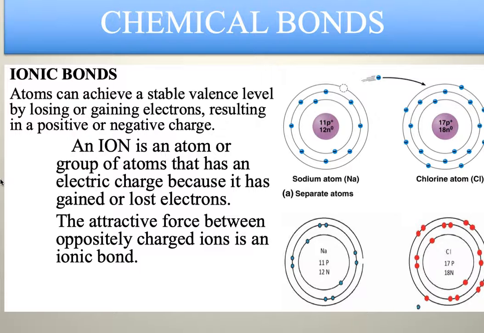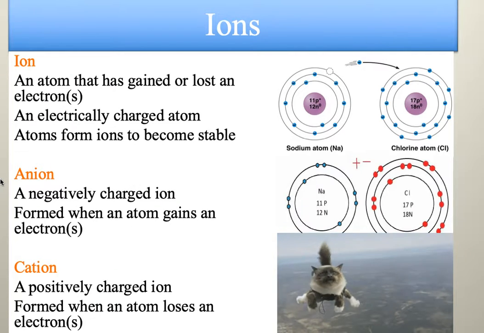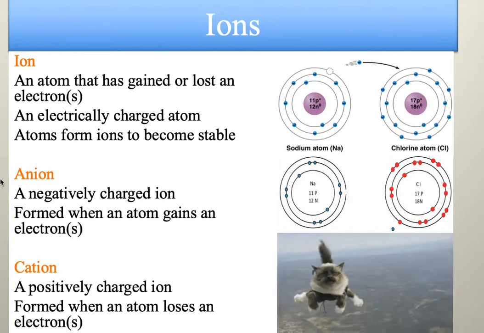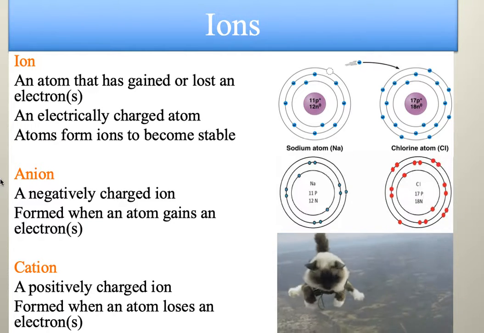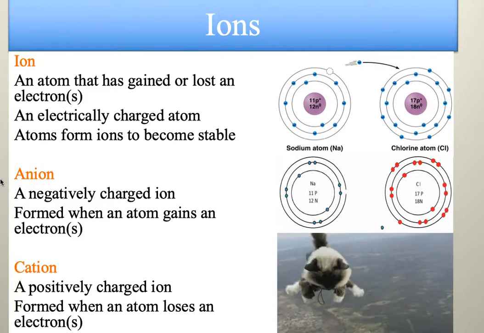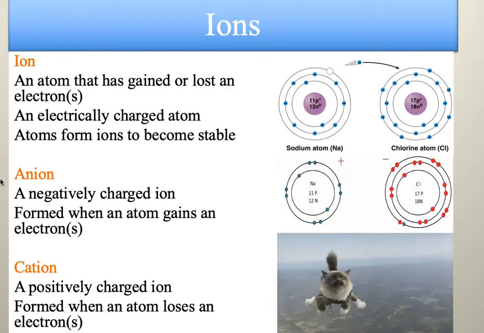Ionic bonds occur when one atom steals an electron from another atom. In this case, you can see chlorine stealing an electron from sodium so that both of their outer shells end up having 8 electrons. The ion we talked about, when you gain an electron, you become negatively charged. That's an anion. When you lose an electron, you become positively charged. That's a cation.